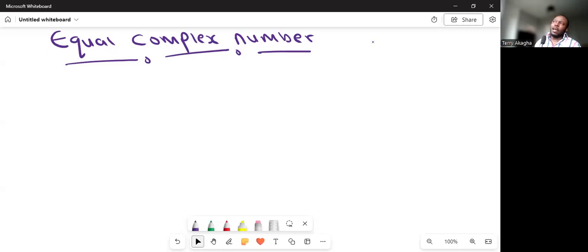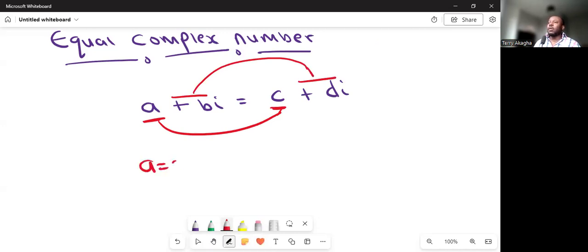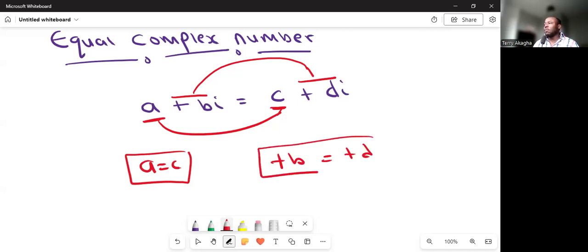First thing first, we have two complex numbers, and how do you know if they are equal? Let's assume I have A plus Bi is equal to maybe C plus Di. And you were told these two complex numbers are equal. What it means is that the real part, A, must be equal to C, and the plus B must be equal to the plus D. Is that making sense? So for this to be equal, A must be equal to C, and also the plus B must be equal to the plus what?